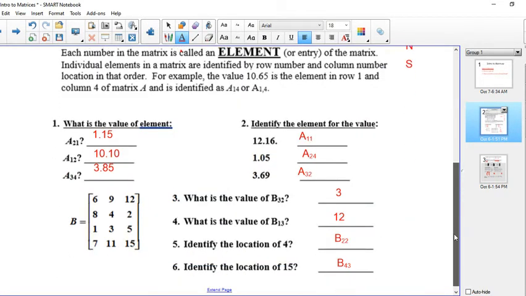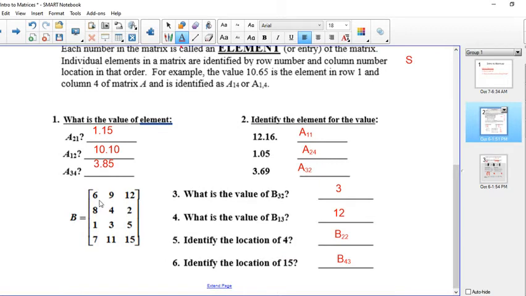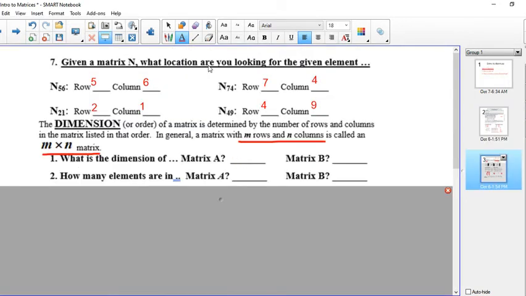When we do matrix B, it's the opposite. It has 1, 2, 3, 4 rows, followed by 1, 2, 3 columns. So when I write those answers in there, I'm going to put them in the right order. Remember, rows always goes first.